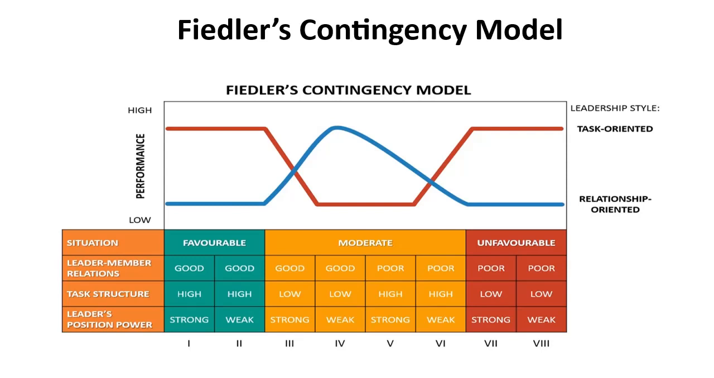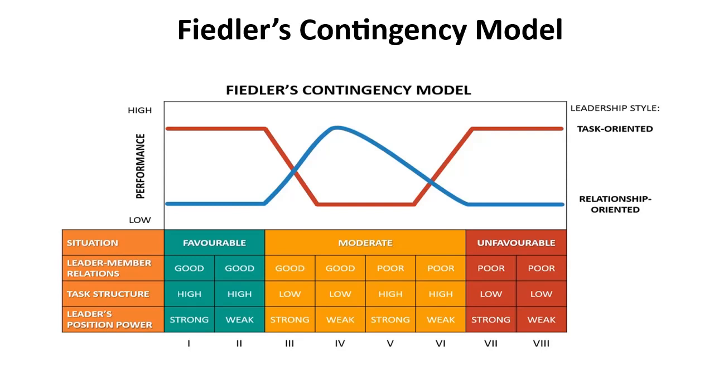So here we can understand that if the conditions are totally favorable or somewhat favorable, like in the first and second conditions, and totally unfavorable or somewhat unfavorable, like in 7 and 8, task oriented leadership is recommended. You can see on the top, the task oriented red one is at the peak. In between, in cases 3, 4, 5, and 6, the situations are moderate, so relationship oriented leadership is recommended. And this is all about the Fiedler contingency model.